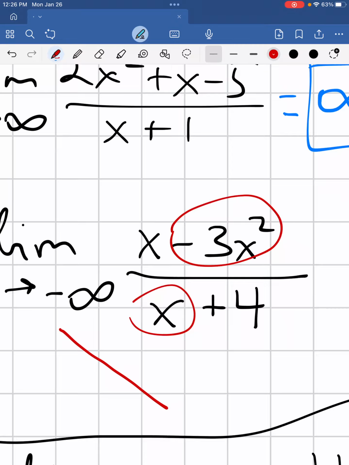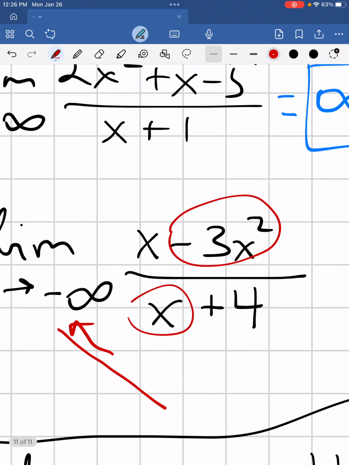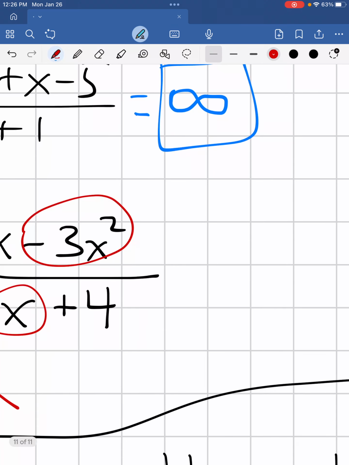So as x approaches negative infinity, we're going this direction, right? And the y values are getting more and more positive, which means that this limit is positive infinity, even though x was approaching negative infinity.